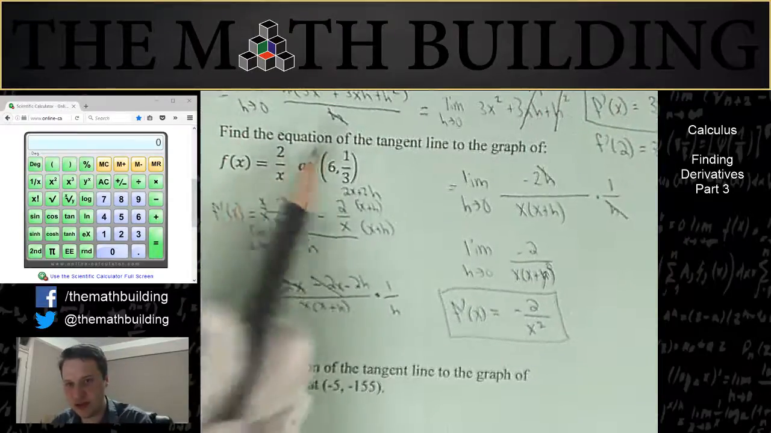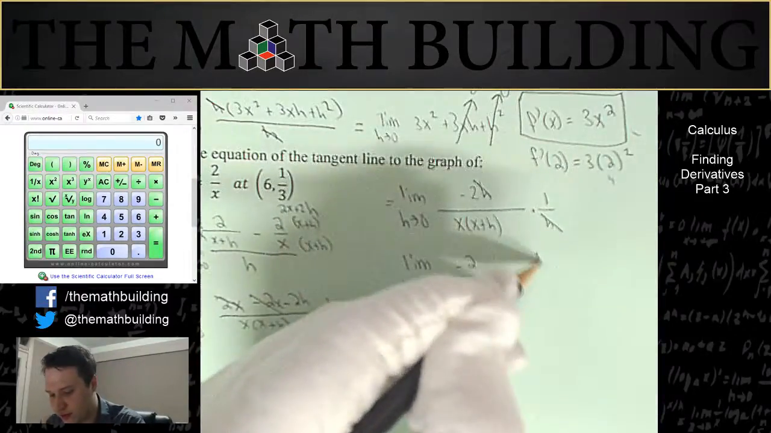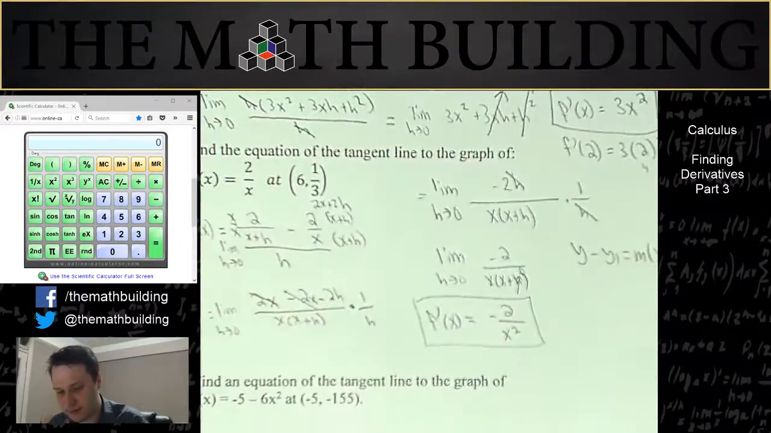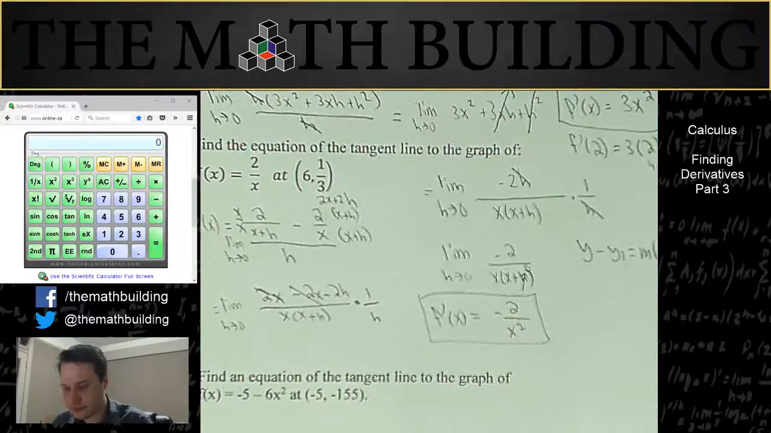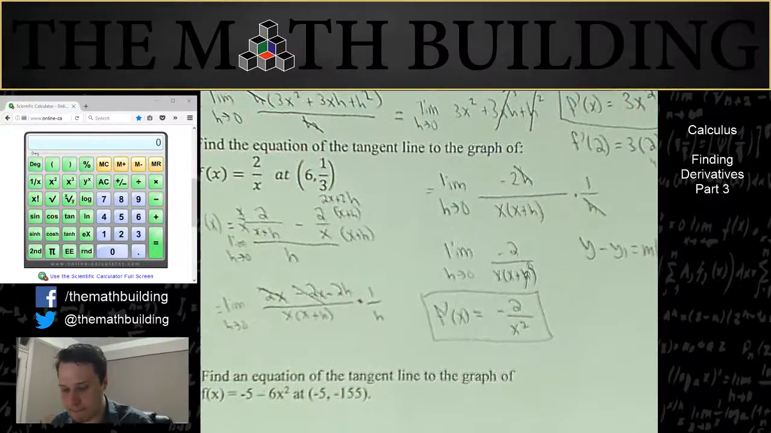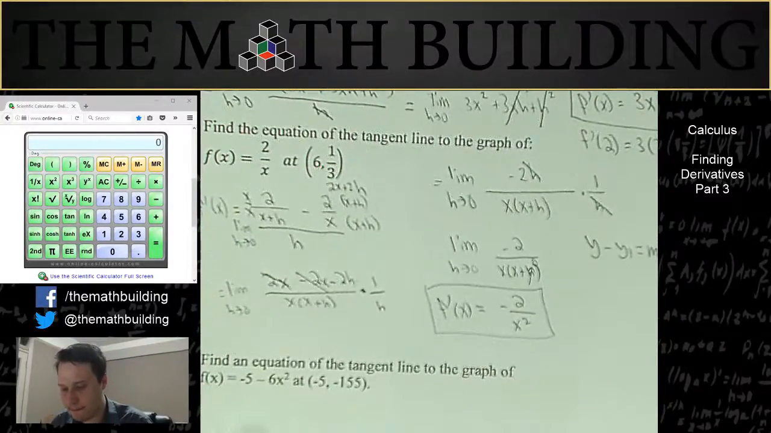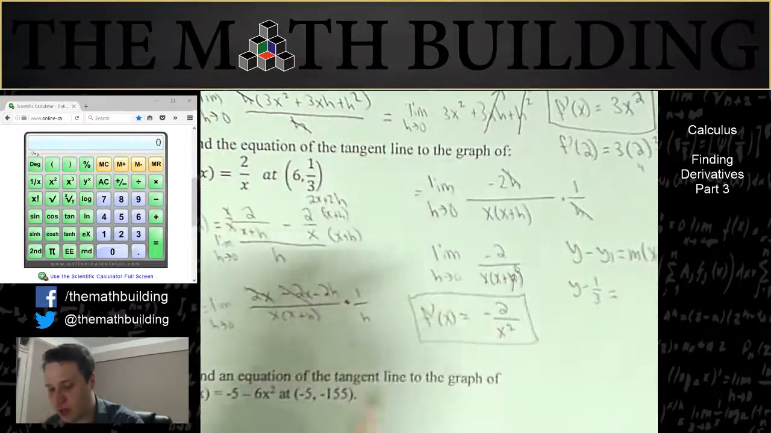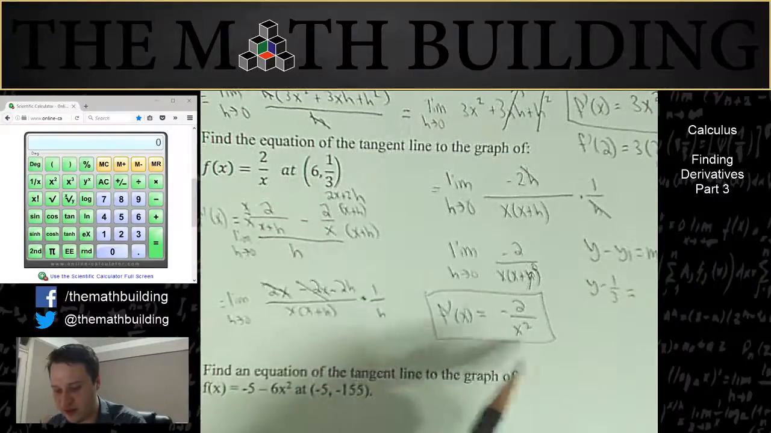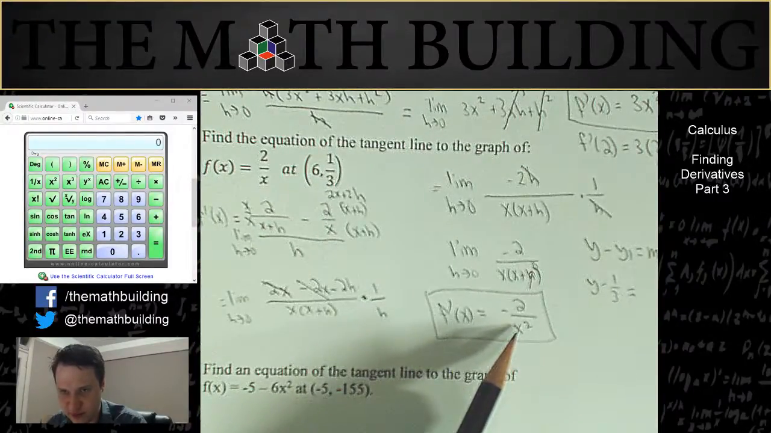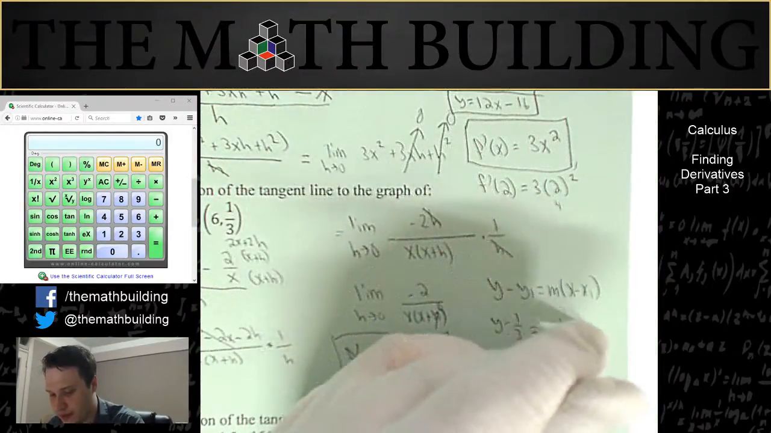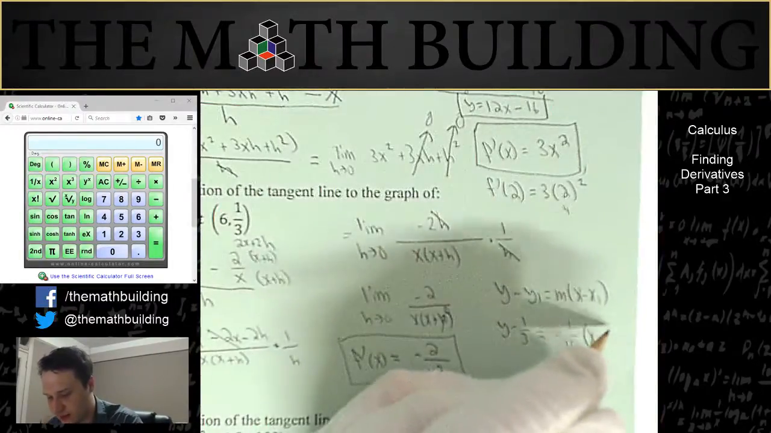So let's find the tangent line at 6, 1/3. It's big Y minus little y equals m times big X minus little x. Let's go. So we got y minus 1/3 equals. Now what's the slope if I plug in a 6 here? That's going to be 6 times 6, which is 36. And so negative 2 over 36 is negative 1/18 times x minus 6.